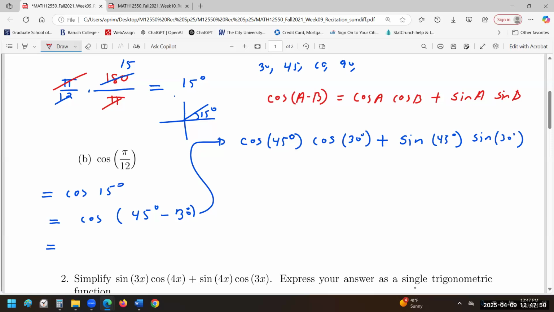And now we know what 45 degrees and 30 degrees are for sine and cosine. If you don't memorize them, no problem. We have our special triangles. One is 30, 60, 90, and the other one is 45, 45, 90. Do you remember the length of the side opposite the 30 degree angle? How much is it?